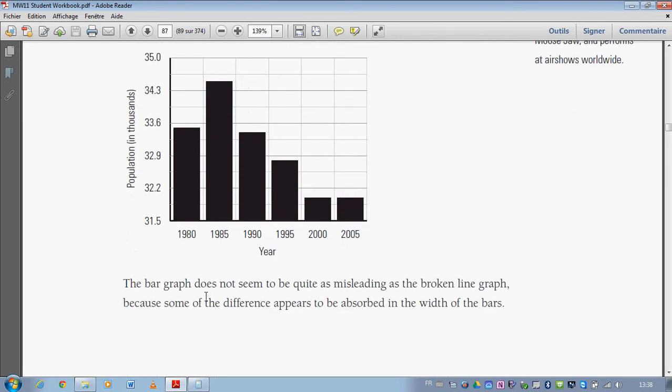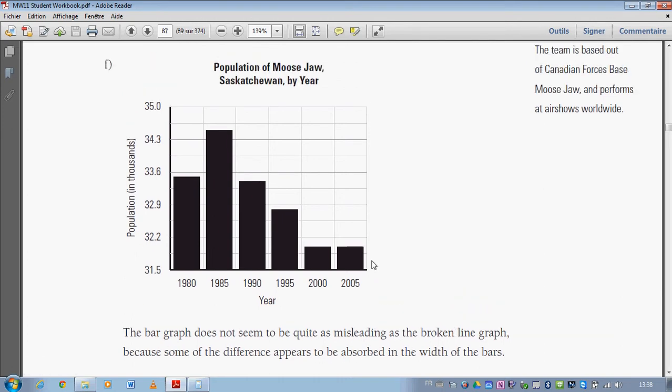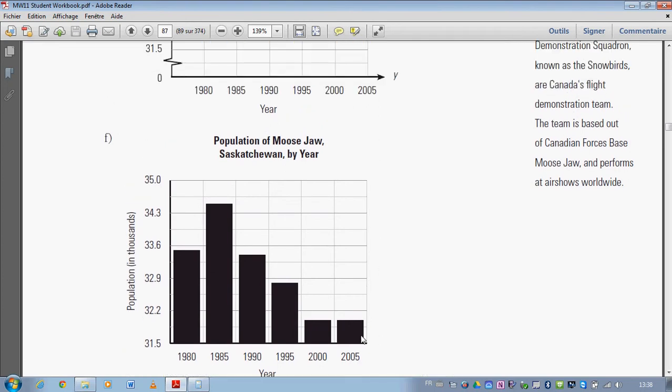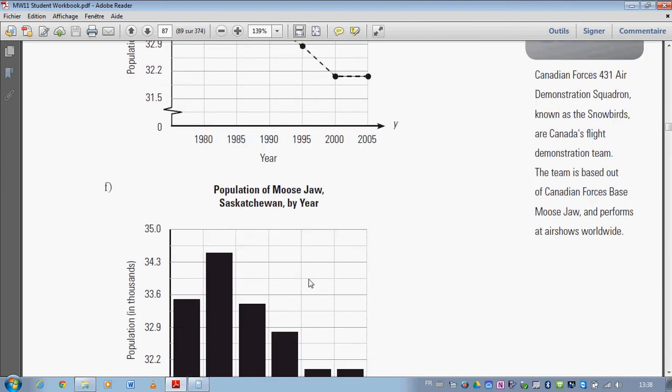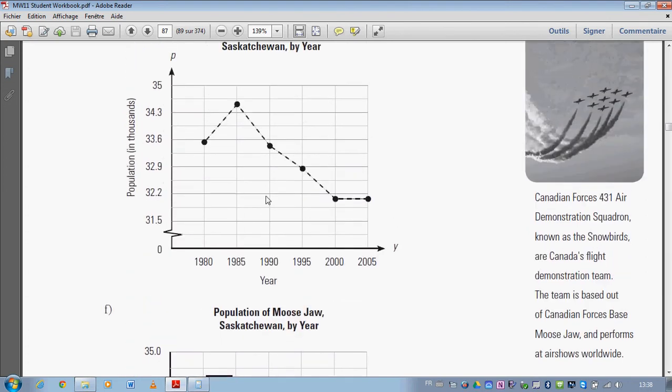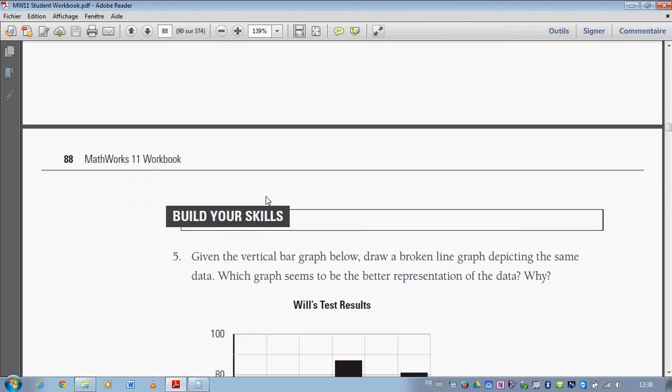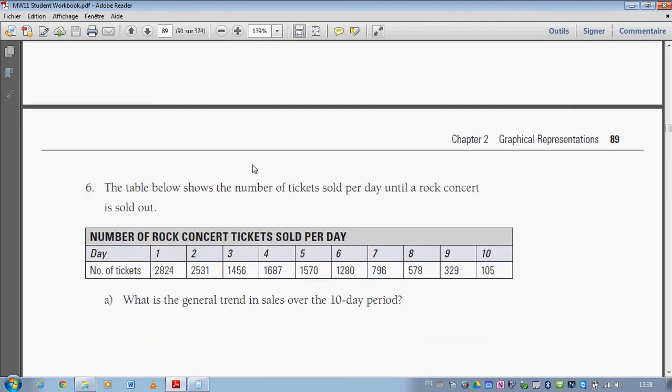Your workbook would have you say that the bar graph does not seem to be quite as misleading as the broken line graph because some of the difference appears to be absorbed in the width of the bars. And I guess that just depends on people's perception of it. It is my opinion that both seem to be equally as misleading. Okay, all right, so that was example 2. A few build your skills questions.